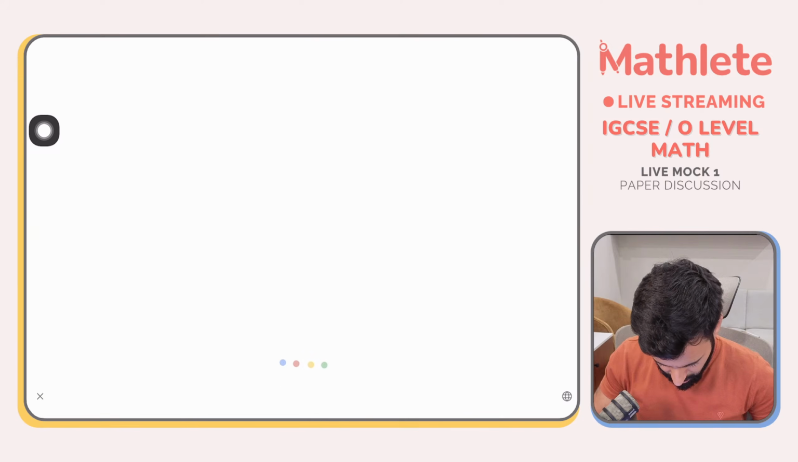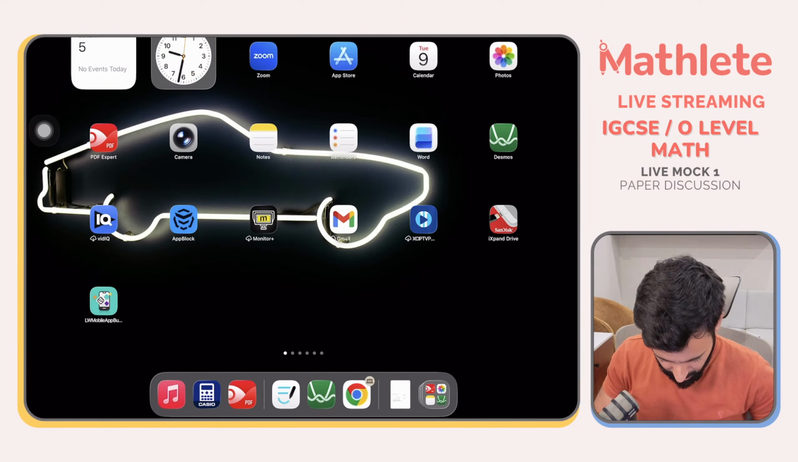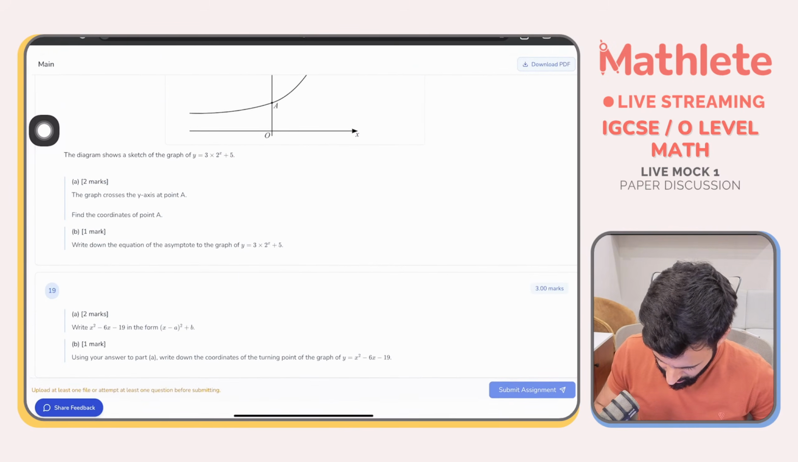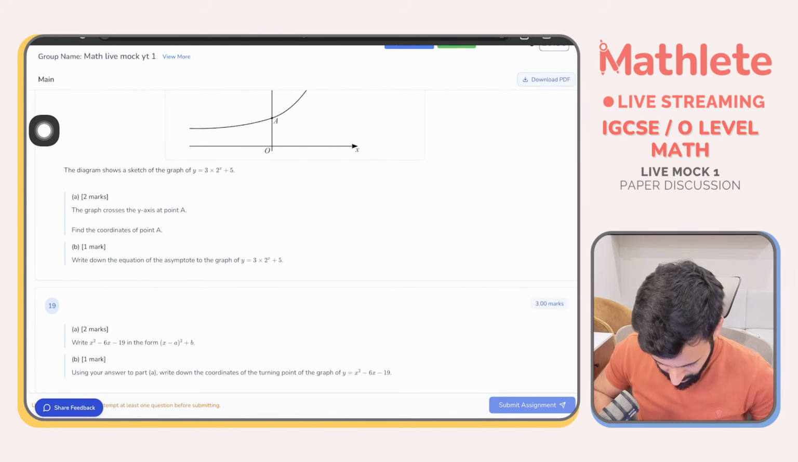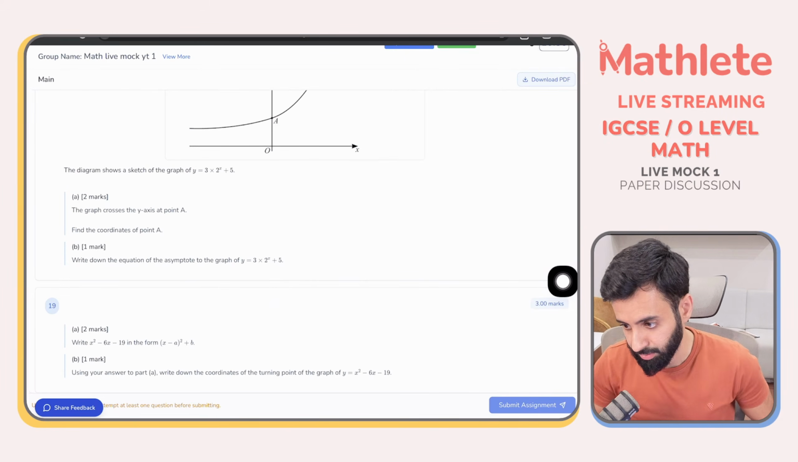So yeah, that's it. Like I said, it's the first time we're using it, so there may be some problems, there may be some glitches. Yeah, submit. Yeah, okay. So here's the submit button. Click that. Job done. Okay.